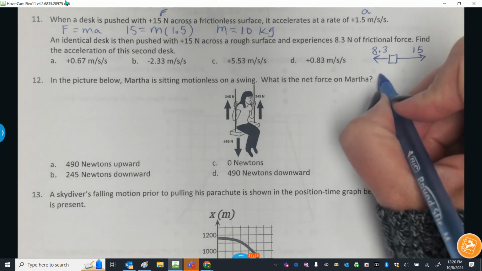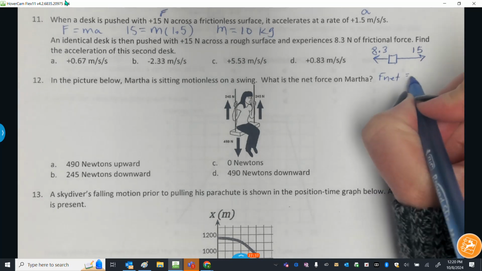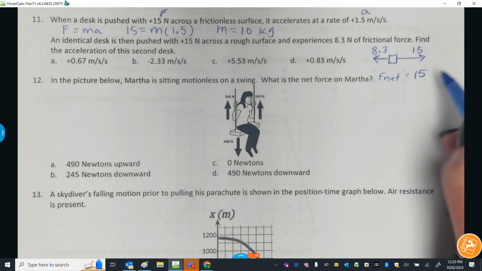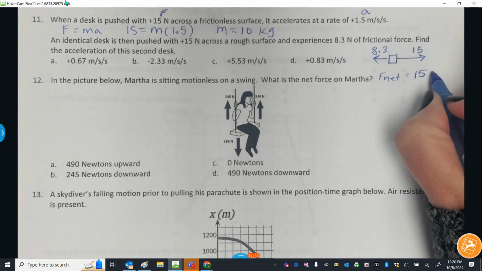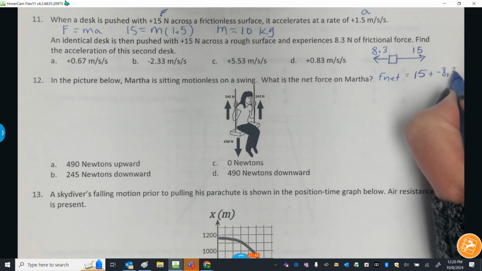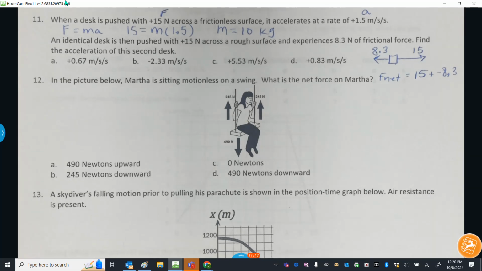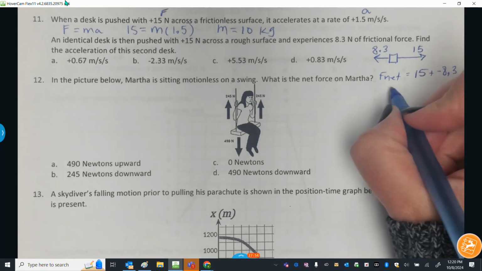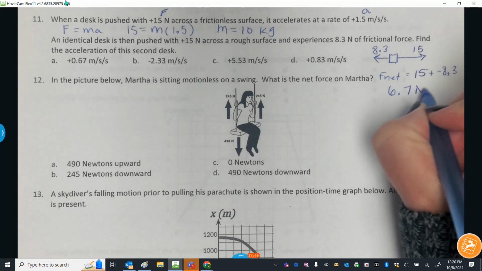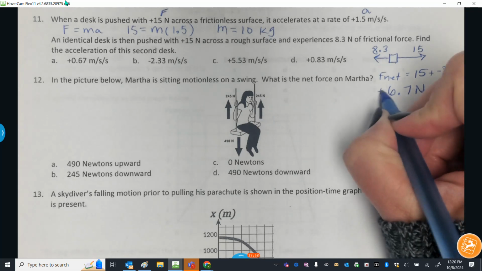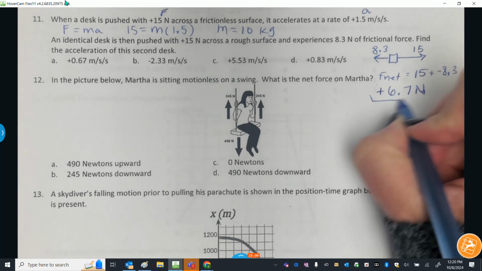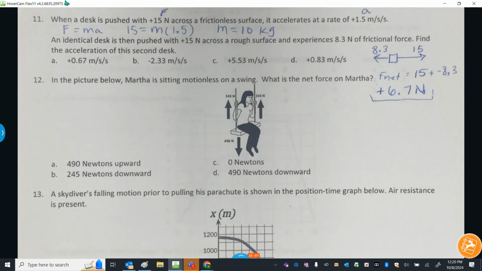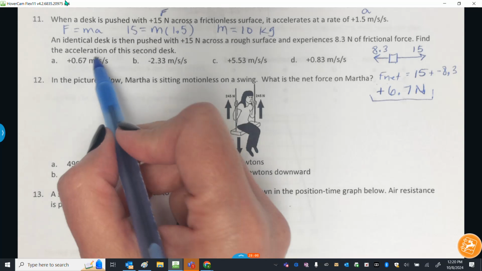And so my F net here is going to be equal to 15, and that's going to be positive 15 because it's to the right, plus negative 8.3, which really means it's 15 minus 8.3, and 15 minus 8.3 is going to give me a net force of 6.7 newtons, and it's going to be positive, or to the right. Okay, but that's my net force. That's not the answer to my question. We're not done yet because the question wants the acceleration.